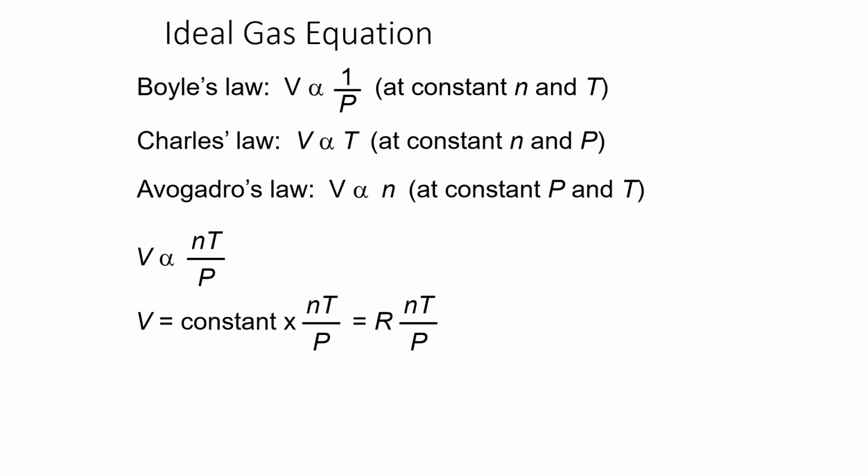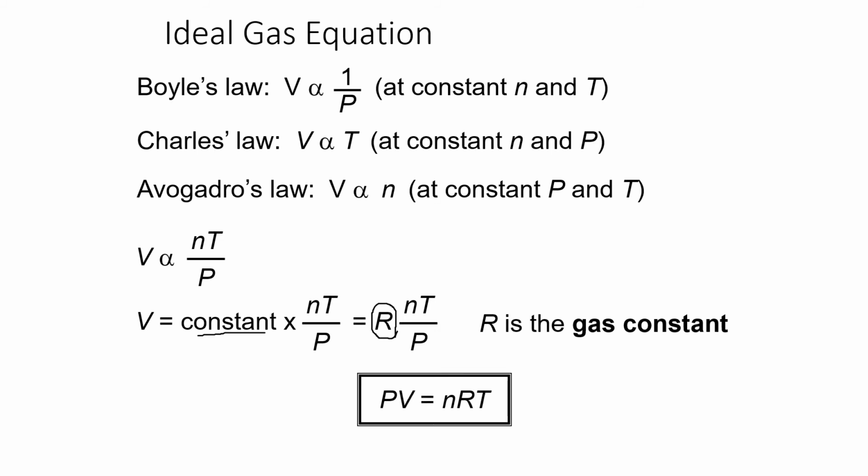So that means that we have a constant, and that constant for this gas law is going to be called R. It is the gas constant, so we call this the ideal gas constant. And that gives us the ideal gas equation, PV equals nRT.